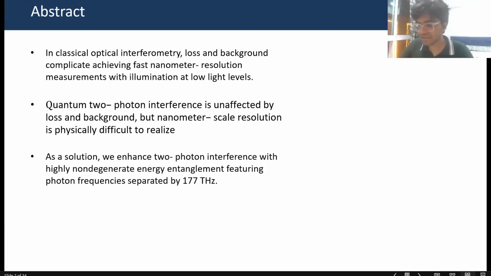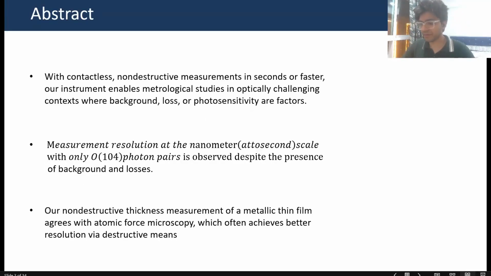As a solution, the authors of this paper enhance two photon interference using highly non-degenerate energy entanglement. Specifically, the result of this modification is highly practical. They achieved measurement resolution at the nanometer and attosecond scale using only on the order of 10 to the power 4 photon pairs, despite the presence of background noises and losses. To validate their instrument, they performed a non-destructive contactless thickness measurement of a metallic thin film in a matter of seconds, successfully matching the resolution of atomic force microscopy, which often requires destructive measures.